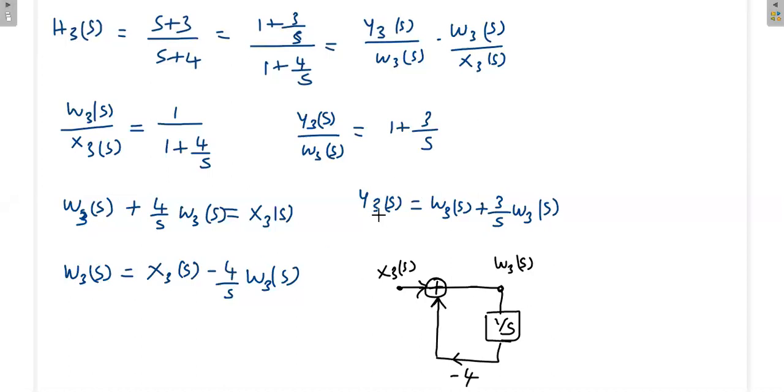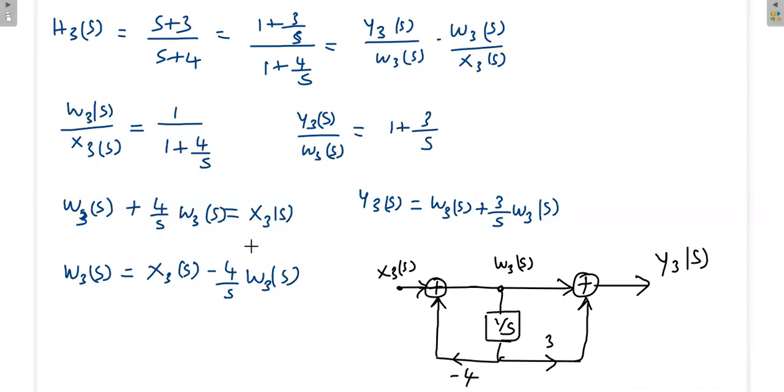Then we need Y3 of S. For that we need W3 of S directly. Okay, directly we are taking W3 of S, and also W3 of S multiplied with 3 by S. Already 1 by S is there, so you multiply with 3 here and you add. Finally, you will be getting Y3 of S.